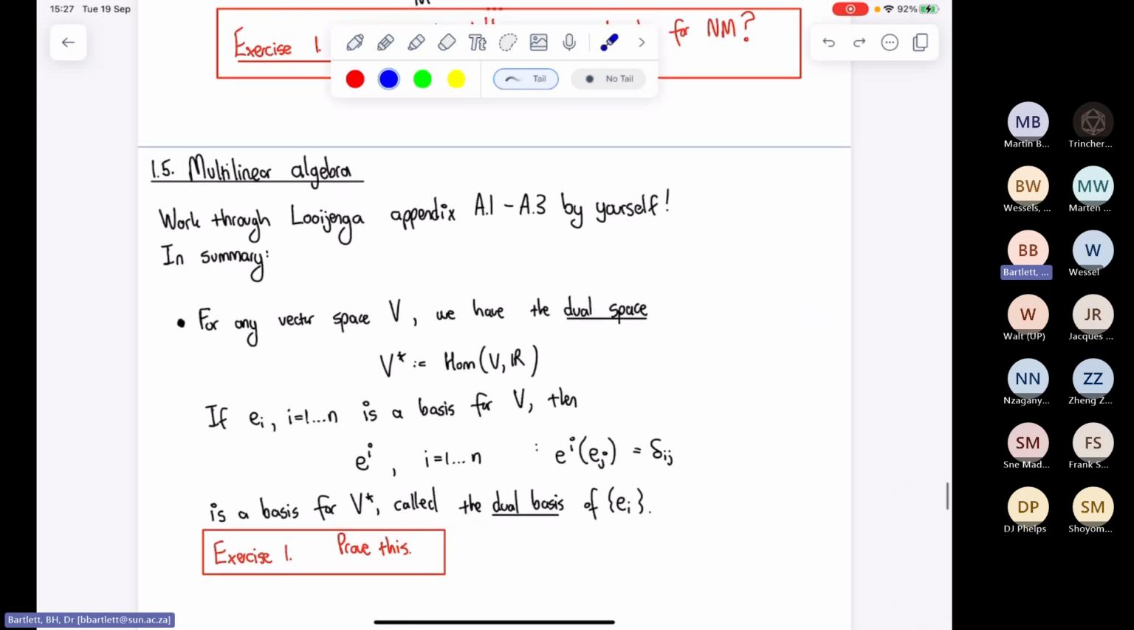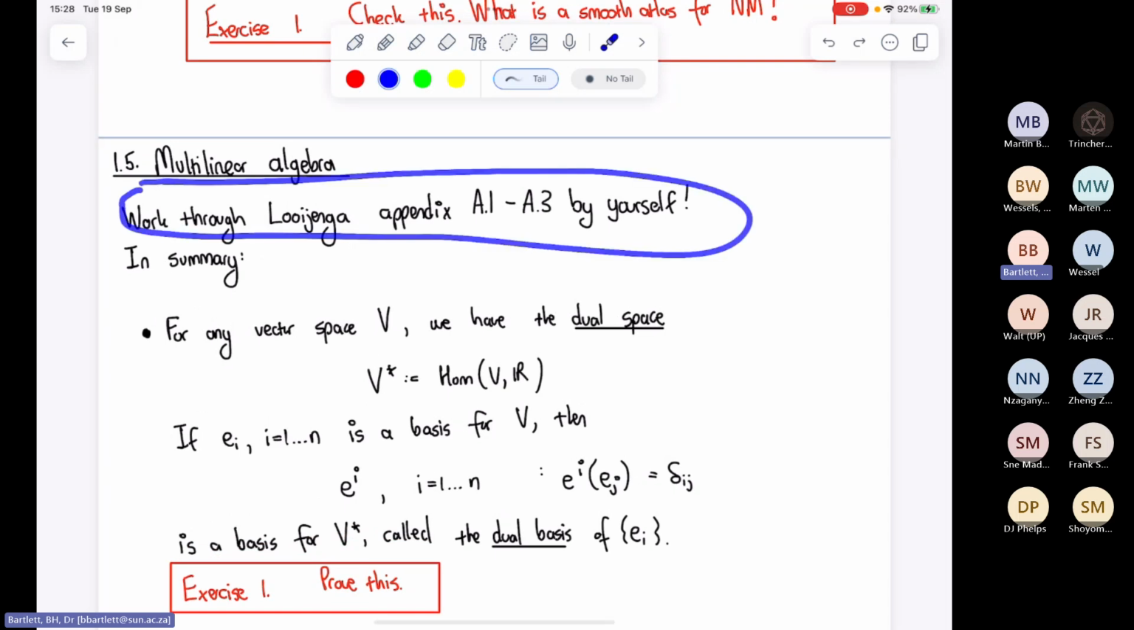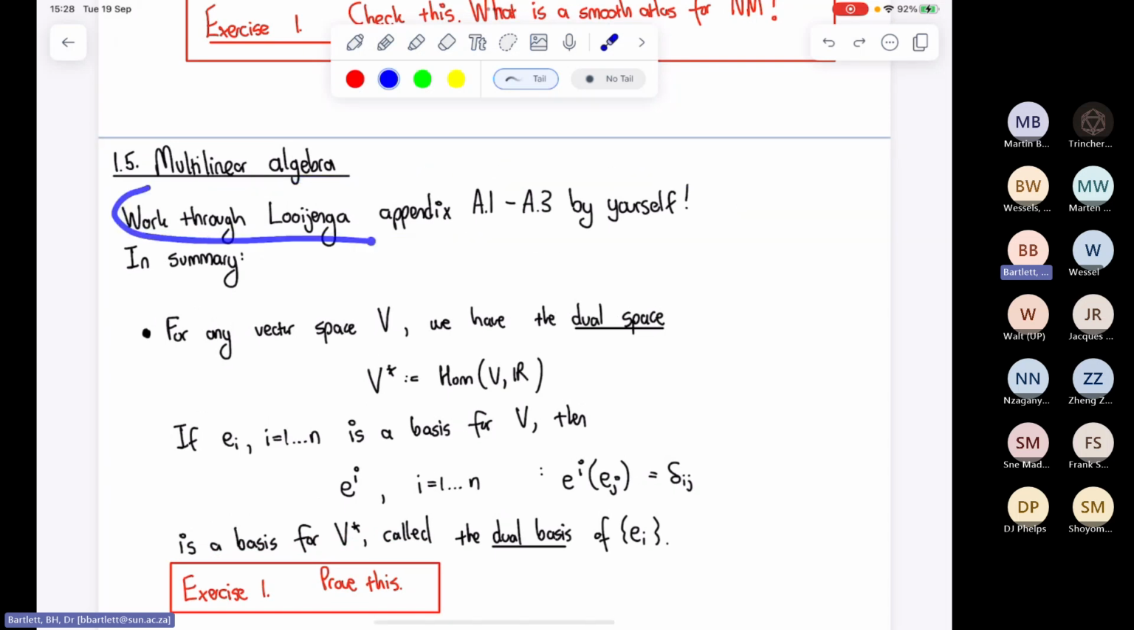Good. Now we're going to put our algebra hats on and do some algebra because we have to prepare to speak about differential forms. And to speak about differential forms, we need to know about tensor products and duals of vector spaces and so on. All this material that I'm about to talk about is covered in the reference by Lee in the appendix. So you need to work through this by yourself.